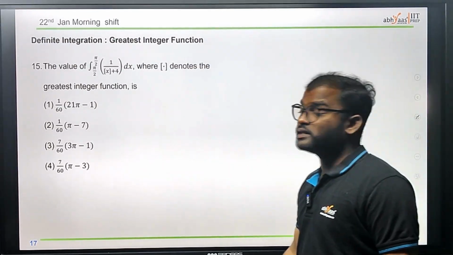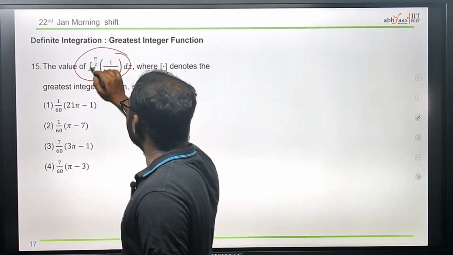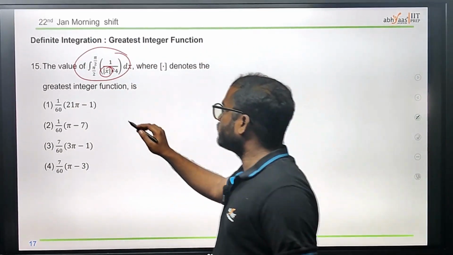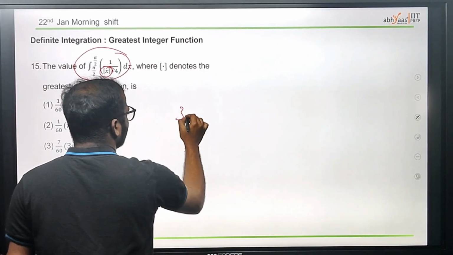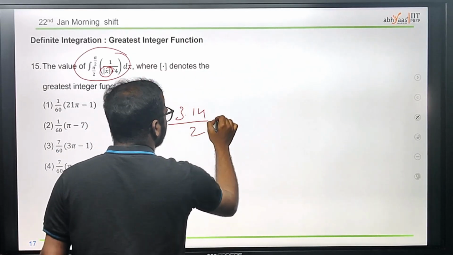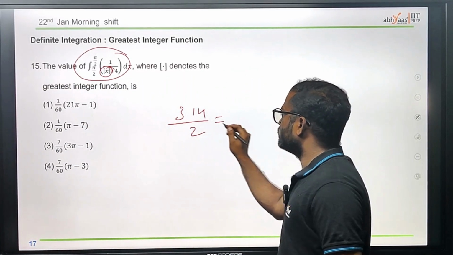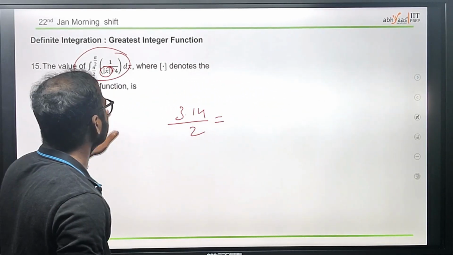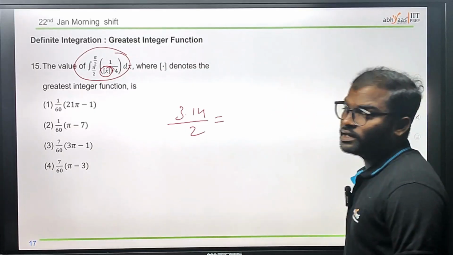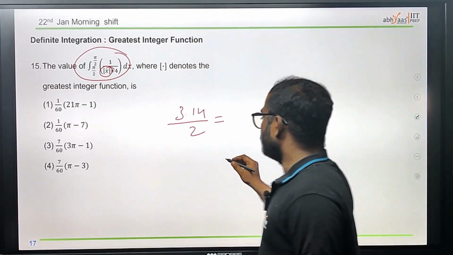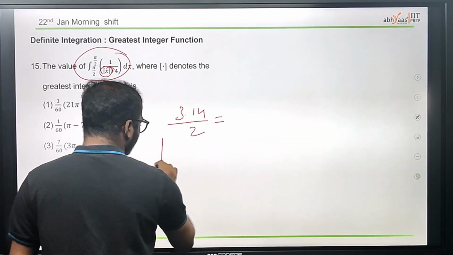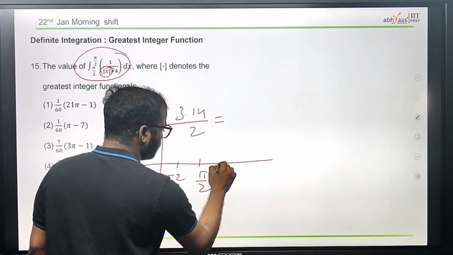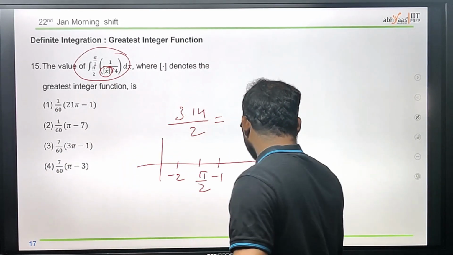We have a question on the basis of definite integration, which is this one. If we observe, we got the greatest integer function. In order to see here, we need to find pi by 2. Okay, we know 3.14 is the pi value, and divided by 2 we will get 2 point something in the decimal points. In order to divide this one, we need to check in which interval it has to be given. Okay, we need to check from minus 2 to pi by 2, okay, minus 1, okay, up to pi by 2.